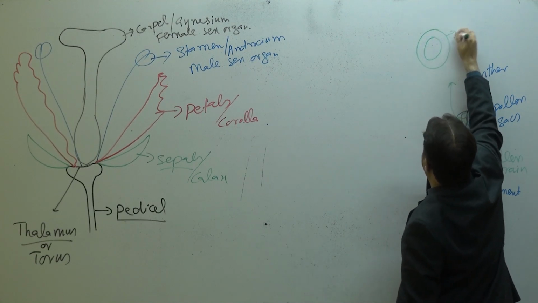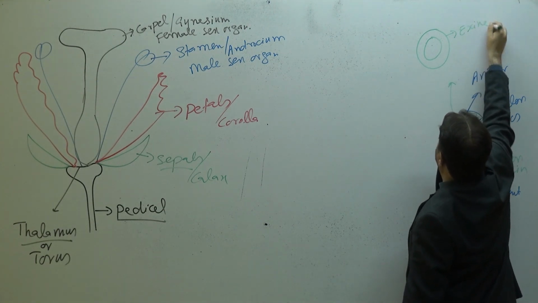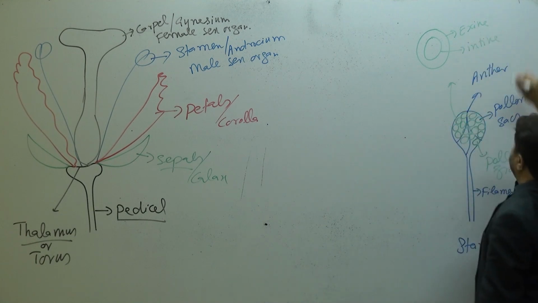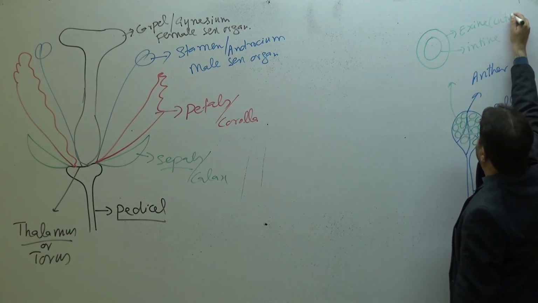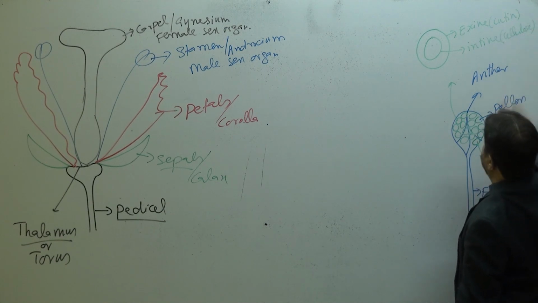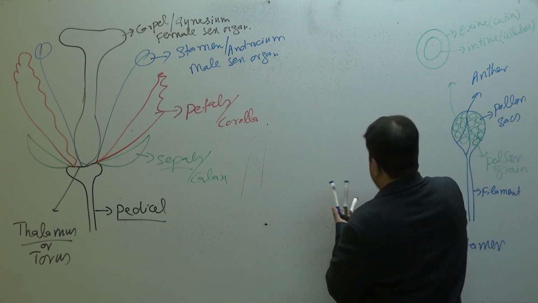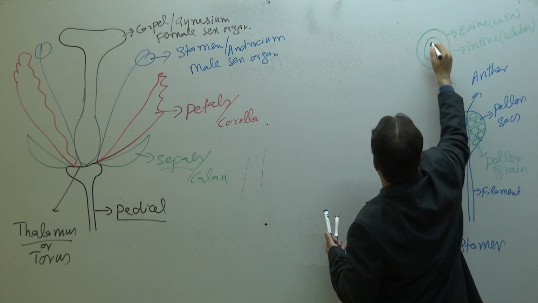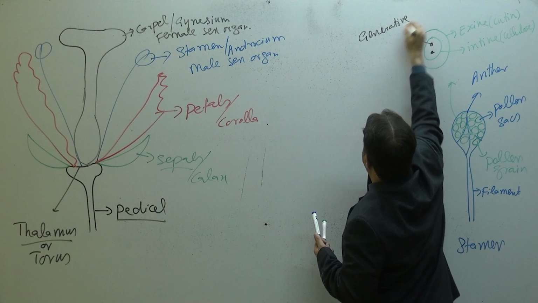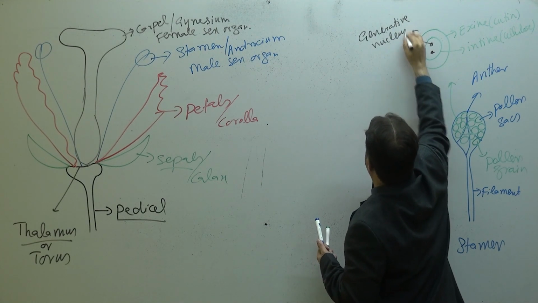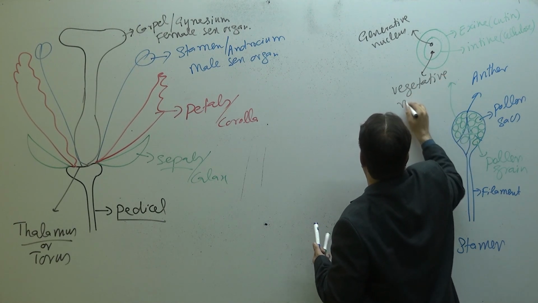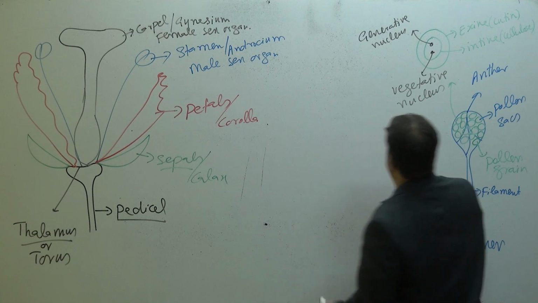it consists of two layers. The outer layer is called exine and the inner layer is called intine. Exine is made up of chitin, while intine is made up of cellulose. Inside there are two types of nucleus. One is called the generative nucleus, while the other is called the vegetative nucleus.